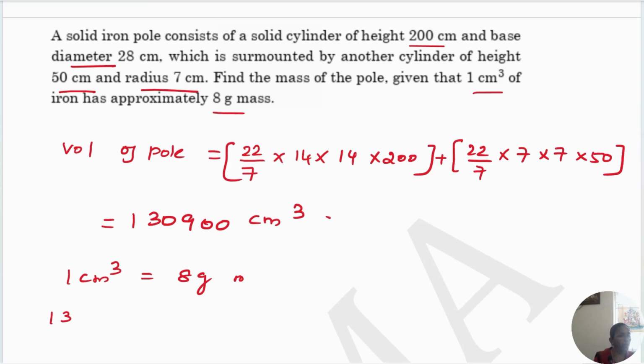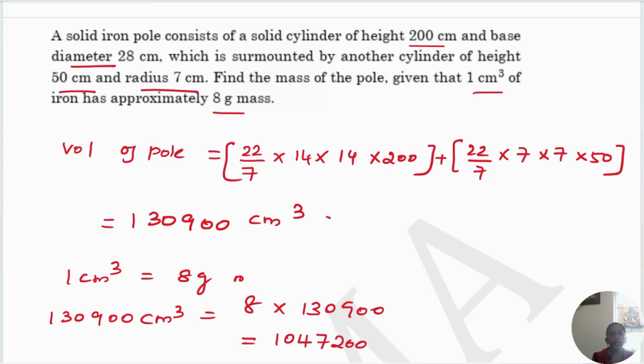So now our answer: 130,900 centimeter cube, 8 times it has to be. So this will be equal to 1,047,200. Here it is in gram. So your answer will be in gram, or you can write your answer in kilogram: 1047.2 kilograms.